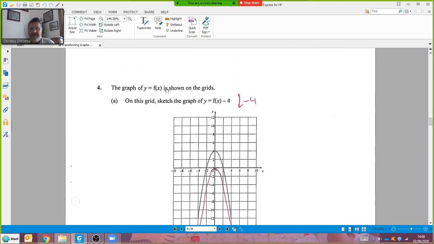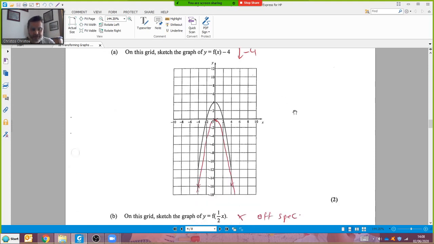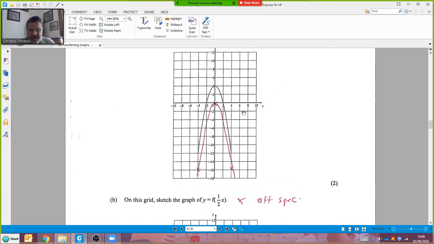Y equals f of x is shown, this little black one, and I wanted to draw in f of x, then take away 4. In other words, move down 4 units, better known as translation using the vector 0, minus 4. Now, too many of you did this mistake. You went 1, 2, 3, 4 and drew the graph down here, passing through 0, minus 4. Look carefully.